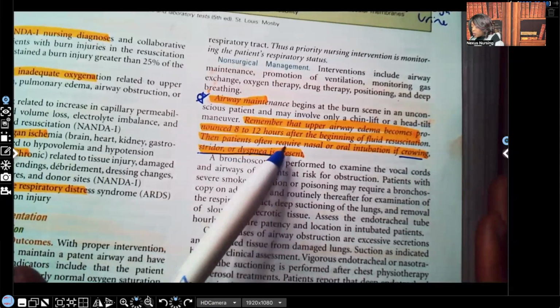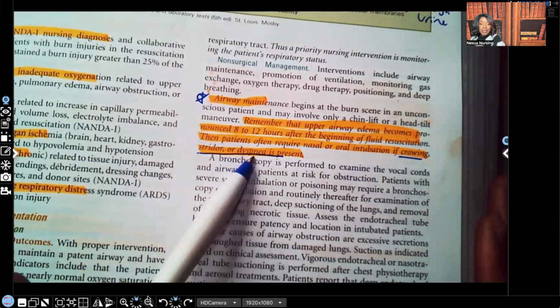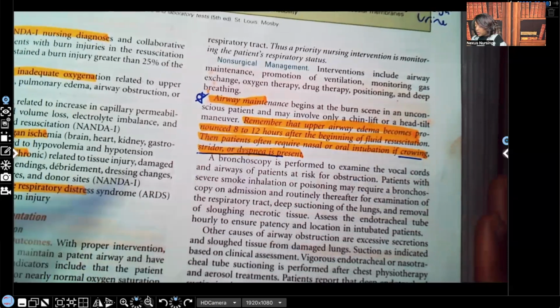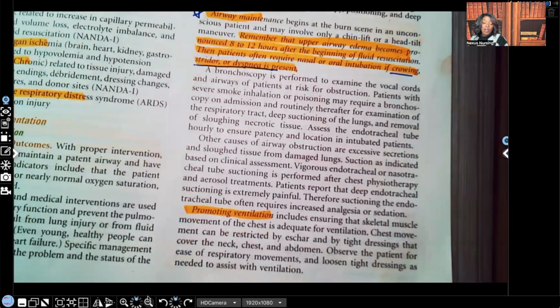Then patients often require nasal or oral intubation if crowing, stridor, or dyspnea is present. We're not going to take any chances. We're going to intubate that patient. Of course, we want to promote ventilation. I'm not reading all of that, but you can pause and read it on your own.